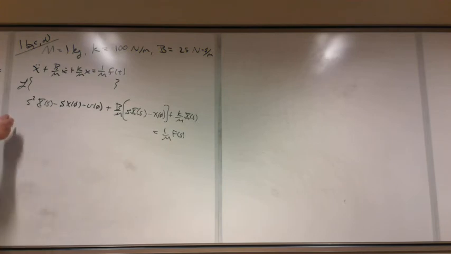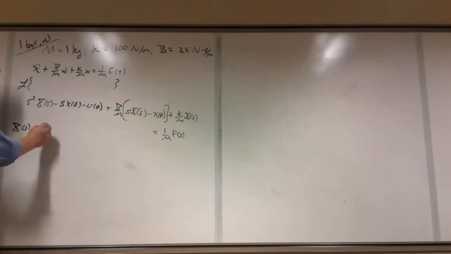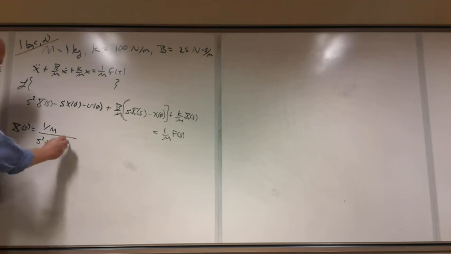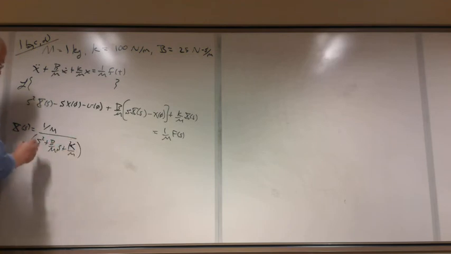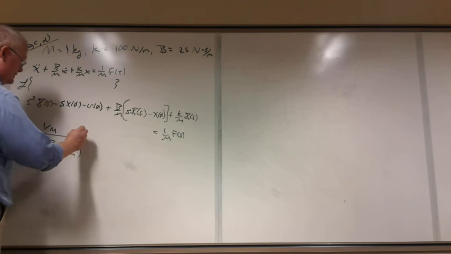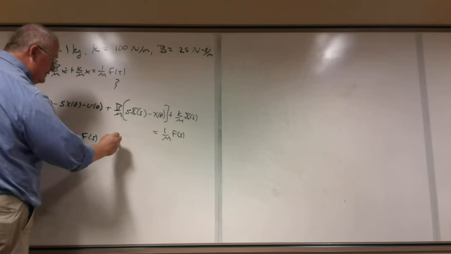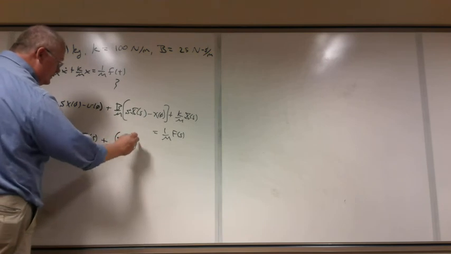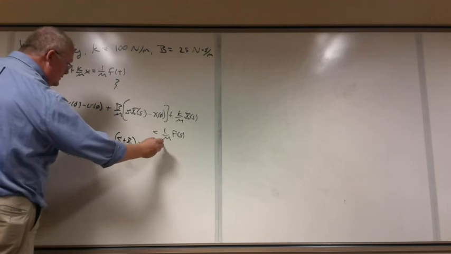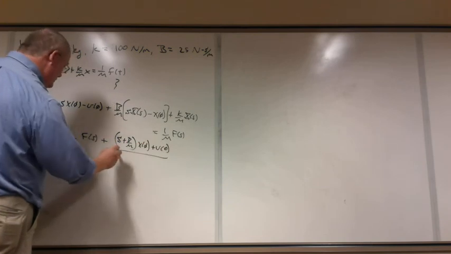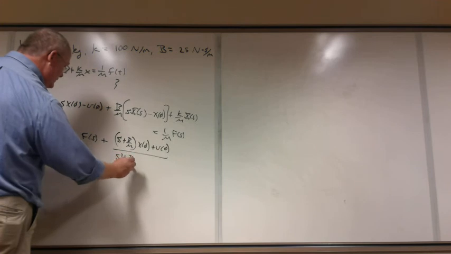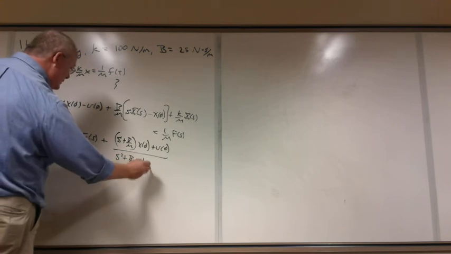Solving out for x of s, I end up with x of s is equal to, and I'm going to let you go ahead and do the intermediate algebra for yourselves. This is, again, the benefits of the pause button. Go ahead and do that. 1 over m over s squared plus b over m s plus k over m, that's times f of s. And then we have everything else on the other side. We have (s plus b over m) x of 0 plus v of 0 divided by s squared plus b over m s plus k over m.